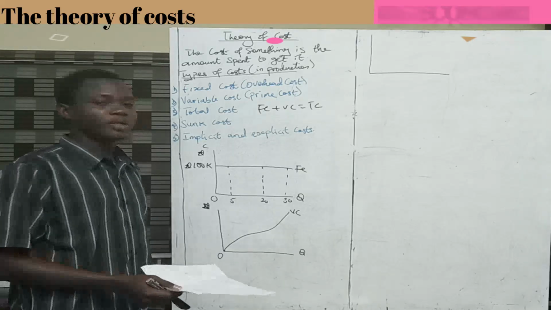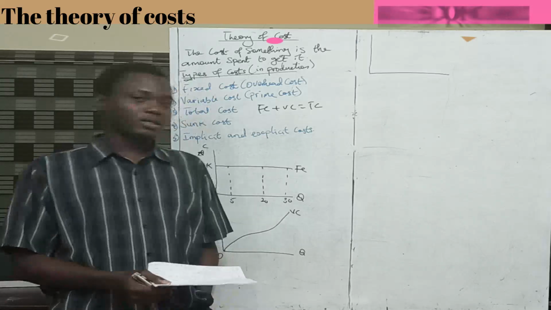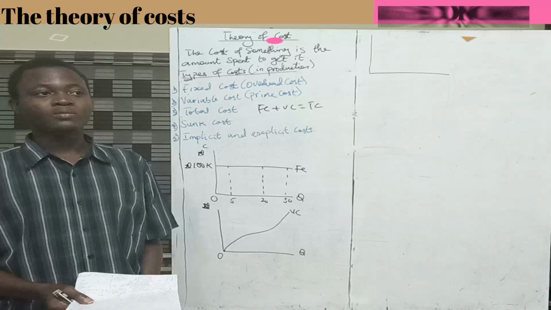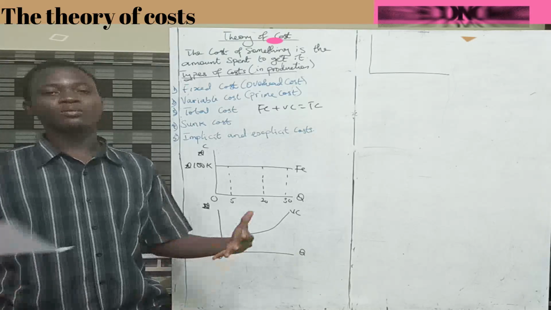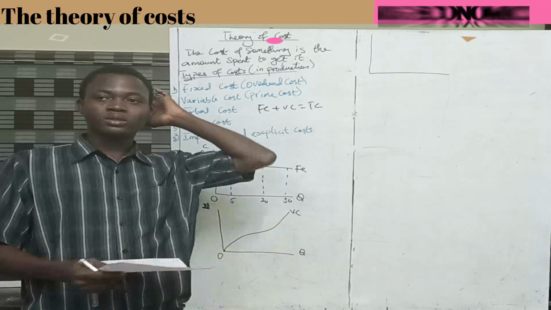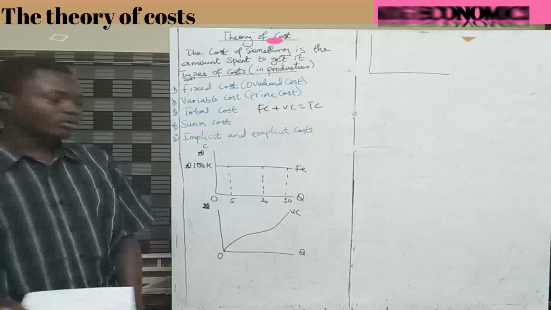Now, you've probably been taught that the law of variable proportions and the law of diminishing returns are the same thing. The thing is that they are not the same thing. The law of variable proportions encompasses the law of diminishing returns. That is, it's a part of variable proportions that we call diminishing returns. All right. Let me try to explain what I mean.